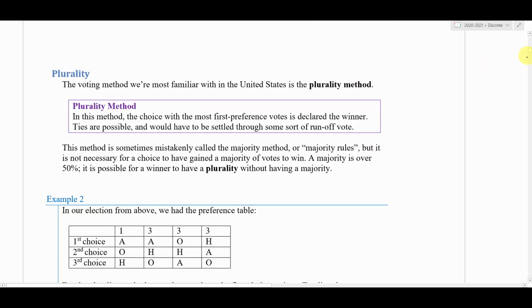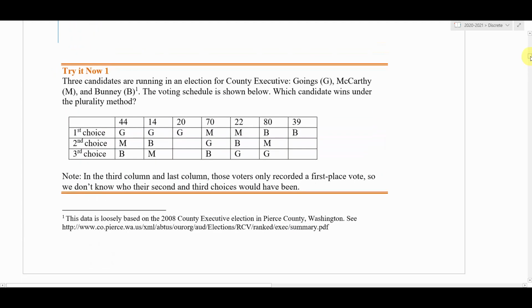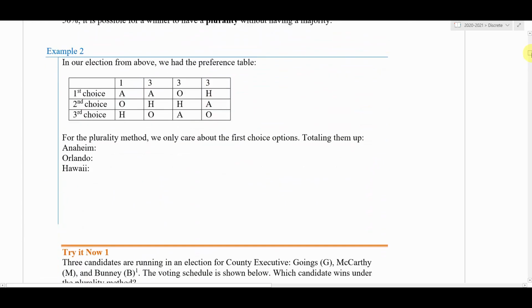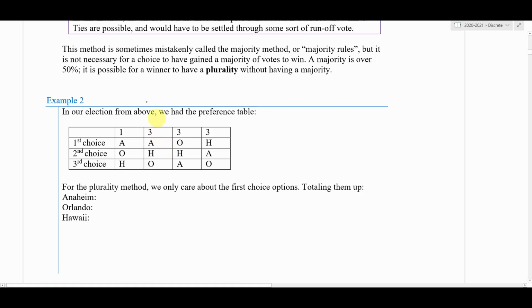So now that I have all the preference ballots in, how do I decide a winner? Well, one way is using the plurality method, and this is what we do in the United States. All right, so in this method, the person who has the most first place votes is declared the winner. Problems with this: ties are possible, and so sometimes we might have to do an alternative system if there is a tie. As we saw in our previous example, we had 3 of those preference schedules come back with 3 votes, so ties are very likely to occur when we're using that plurality method.